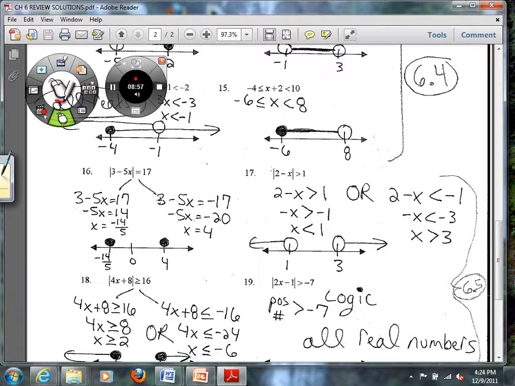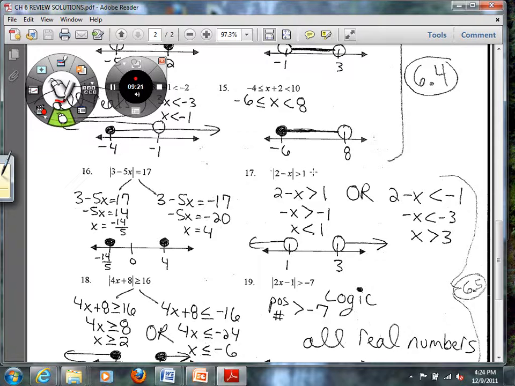Over on the right-hand side, you subtract 3 from each side. That's -20. Divide by -5. That's x is 4. So the answer, if you graph it, it's just two dots. One at 4, one at -14/5, which is a little to the right of -3, really.